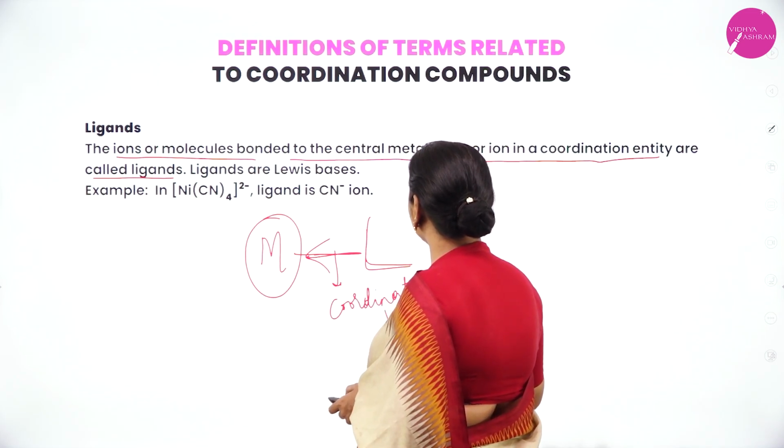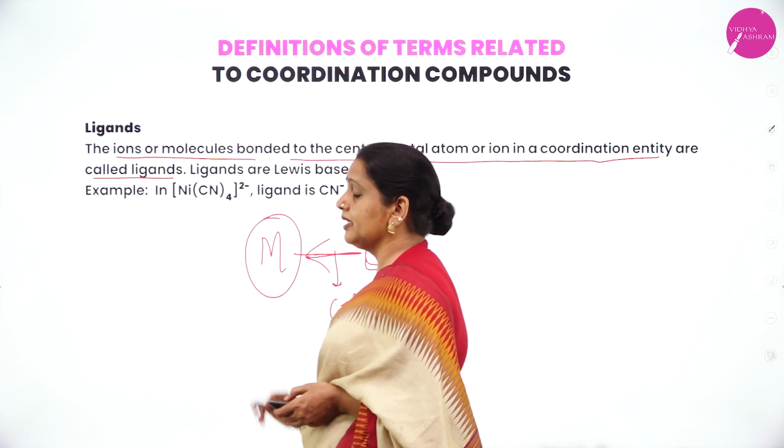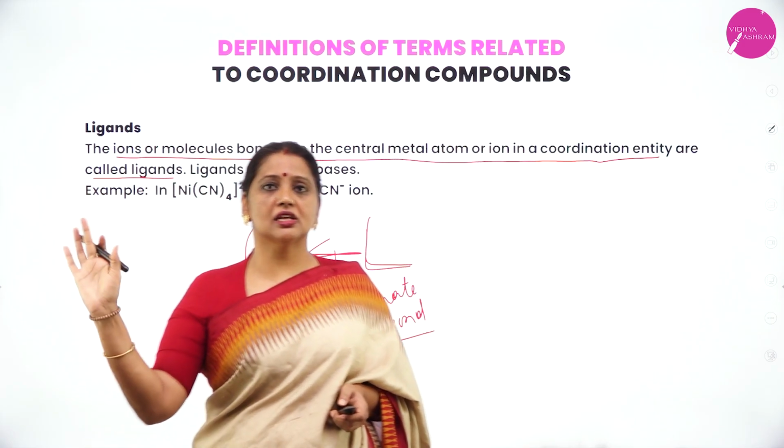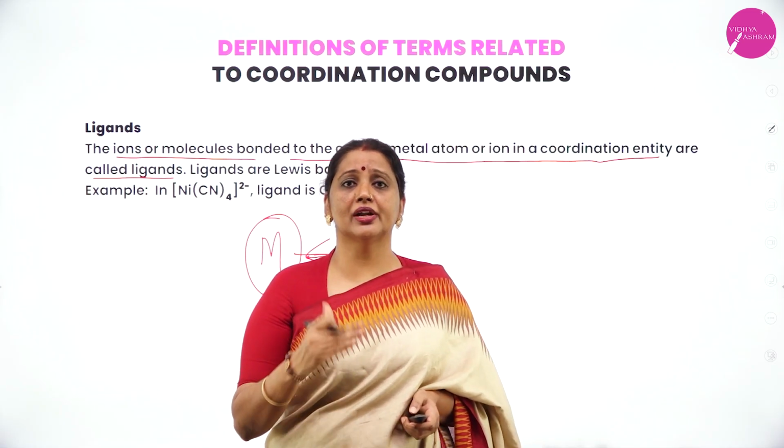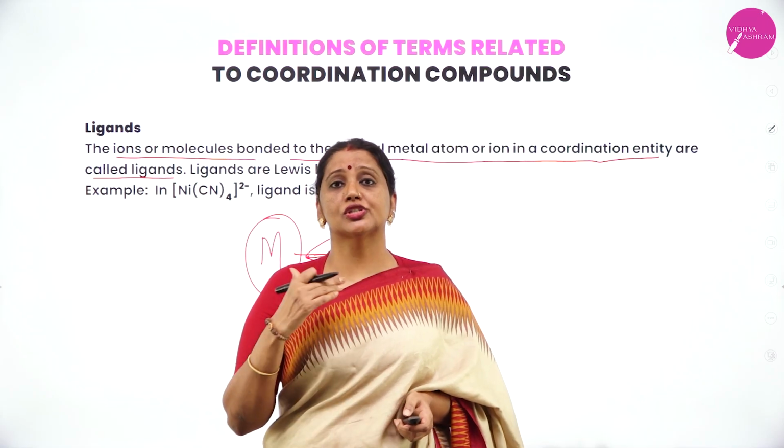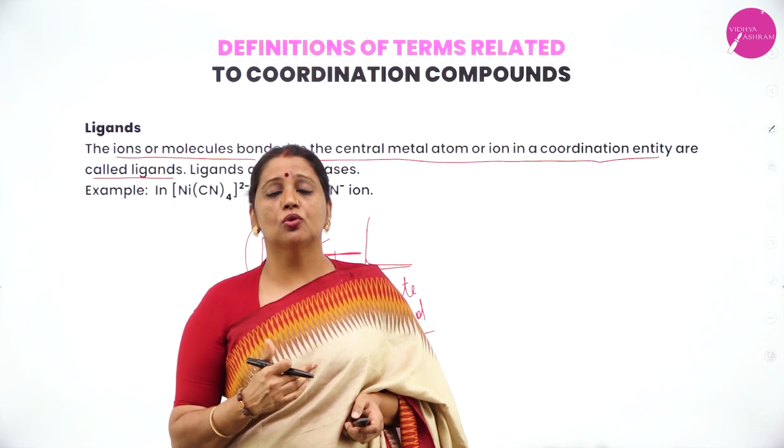That bond is called a coordinate bond. What are ligands? Ligands are not atoms. Ligands are ions or molecules which have the capacity to donate one or more pairs of electrons to the central metal atom or ion to form a coordinate bond.